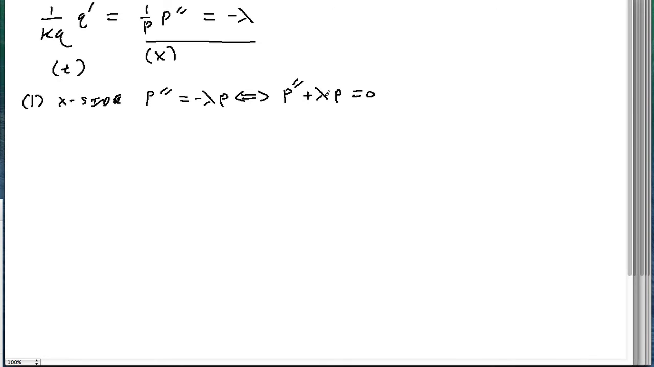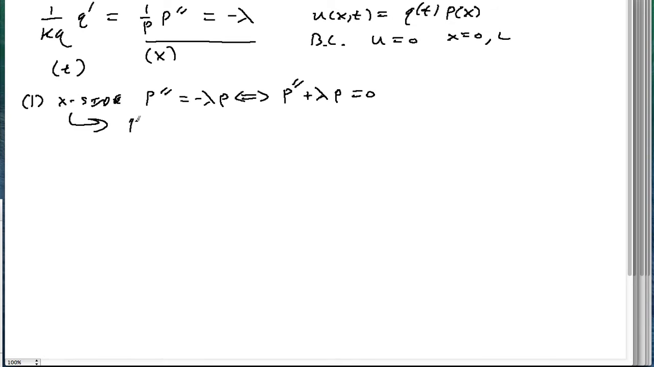Recall that u of x comma t is equal to q of t times p of x. Remember the boundary conditions, that u has to be equal to 0 at x equals 0 and L. So on this x side, we also require that p be equal to 0 at x equals 0 and L as well. That's how we encode the information of the boundary conditions of u, by having those be a condition for the solution of p. And remember, this is an ODE. We have no time here. This is only of x's.